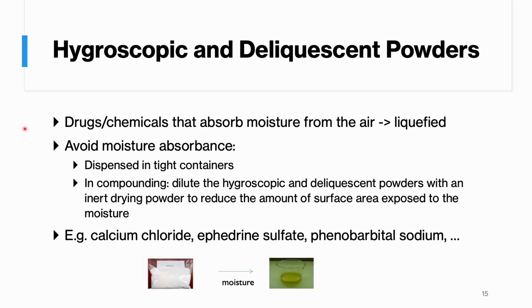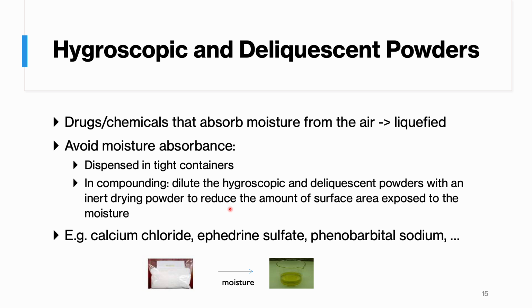The next special property of a certain powder is a hygroscopic and deliquescent property. For this kind of powder, the drug or chemical has this property, can absorb moisture from the air and become liquefied. To protect the hygroscopic and deliquescent powder, the powder needs to be dispensed in tight containers. Or in the compounding, the hygroscopic and deliquescent powders will be diluted with an inert dried powder first, and then this mixture will be mixed with other ingredients.